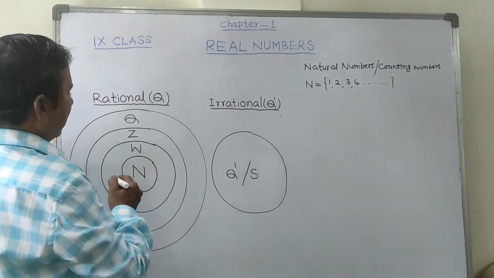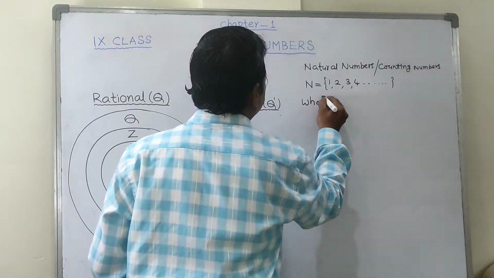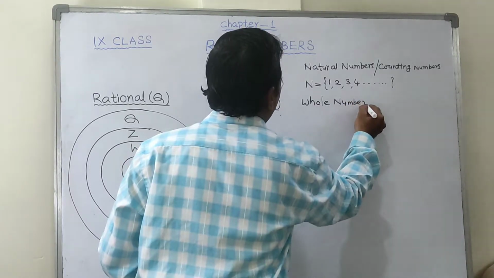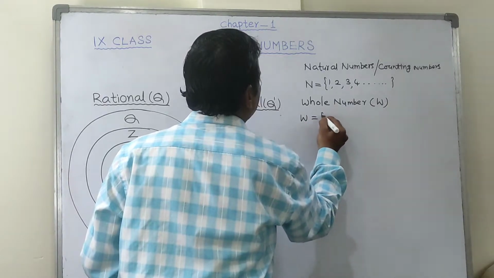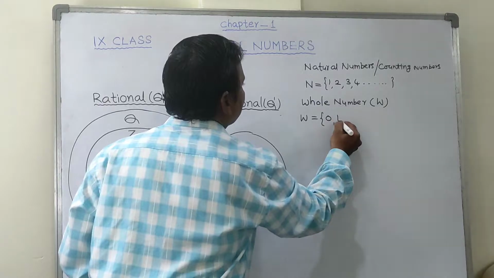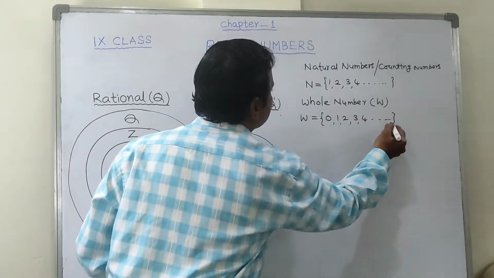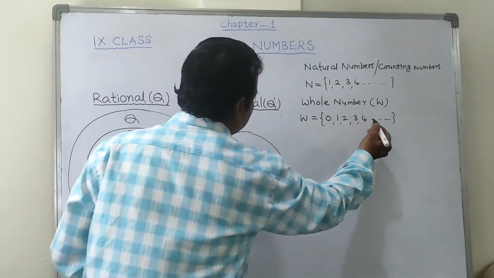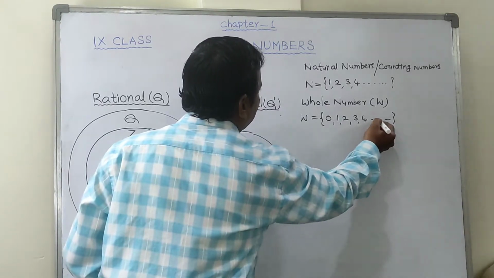Now the next one is W. W stands for whole numbers, isn't it? Whole numbers are represented with W. And 0 comes before this set: 0, 1, 2, 3, 4. Means here the smallest number becomes 0. And similarly, an infinite number of values will be there. It continues like that.